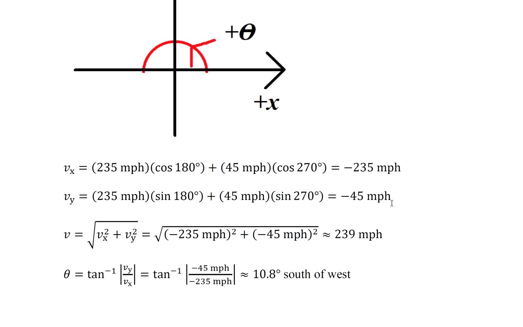Then to get the magnitude, we take the square root of v sub x squared plus v sub y squared. And then we get theta equals tangent inverse of v sub y over v sub x. So the answer is 10.8 degrees south of west. That means we point westward, but we go south 10.8 degrees.